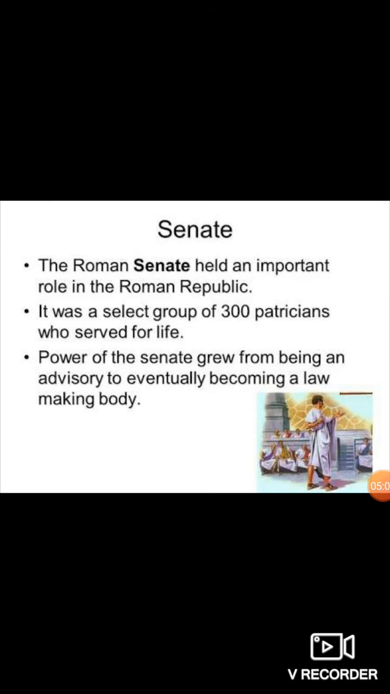The Roman Senate held an important role in the Roman Republic. It was a select group of 300 patricians who served for life. It means the membership of the Senate was for a lifetime. Once a person became a member of the Senate, he would serve the Senate for life. The power of the Senate grew from being an advisory to eventually becoming a law-making body. So, a very influential body the Senate was. It started influencing the ruler also.